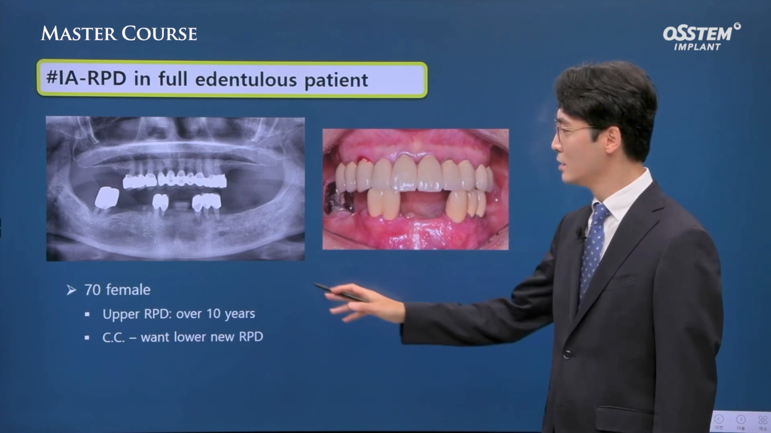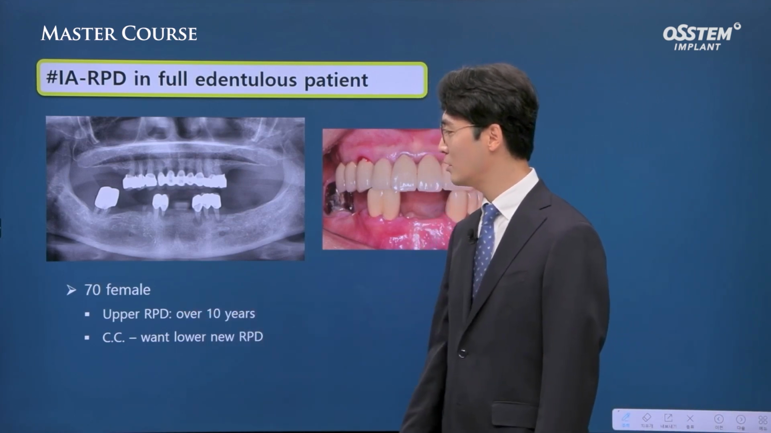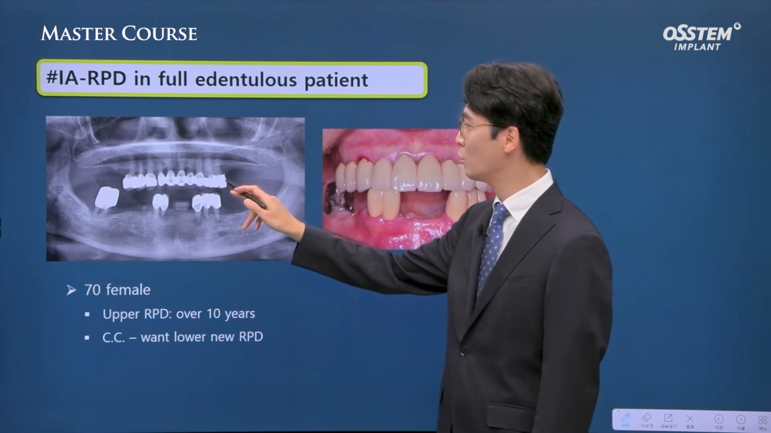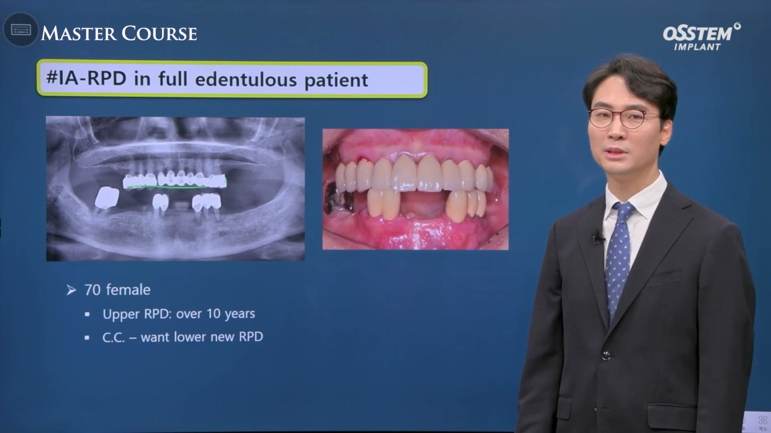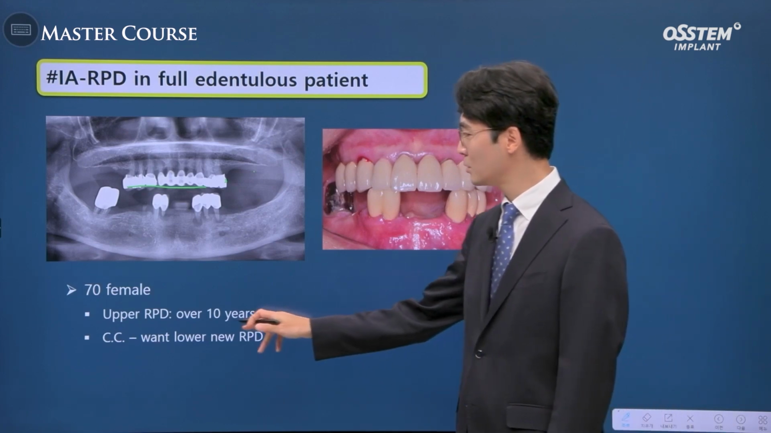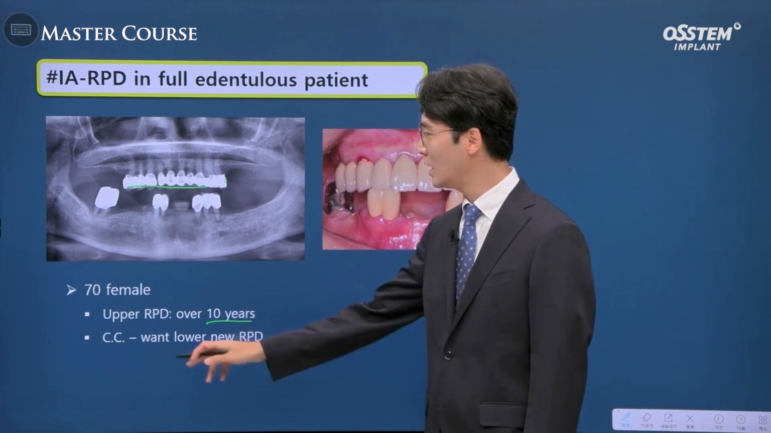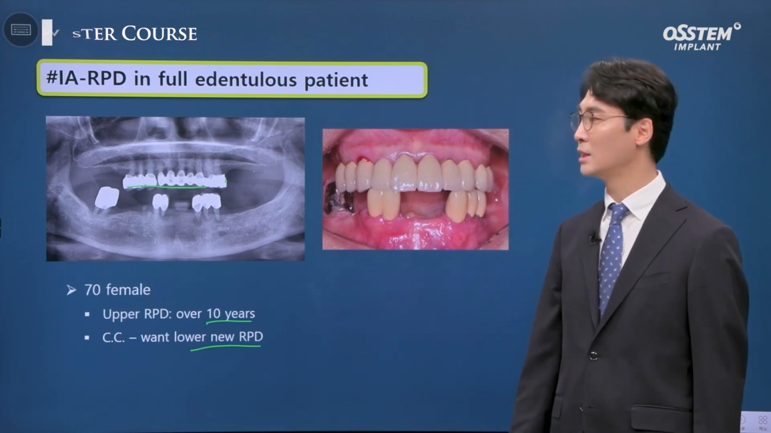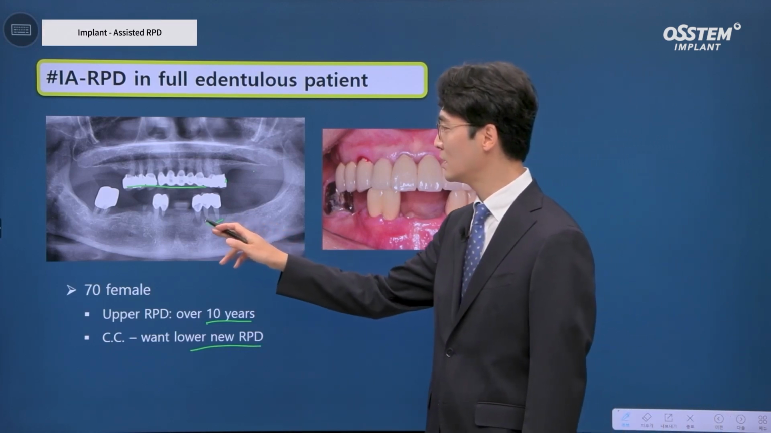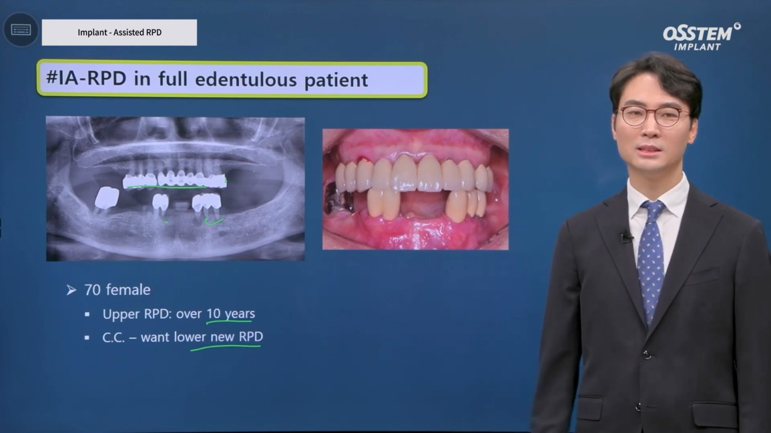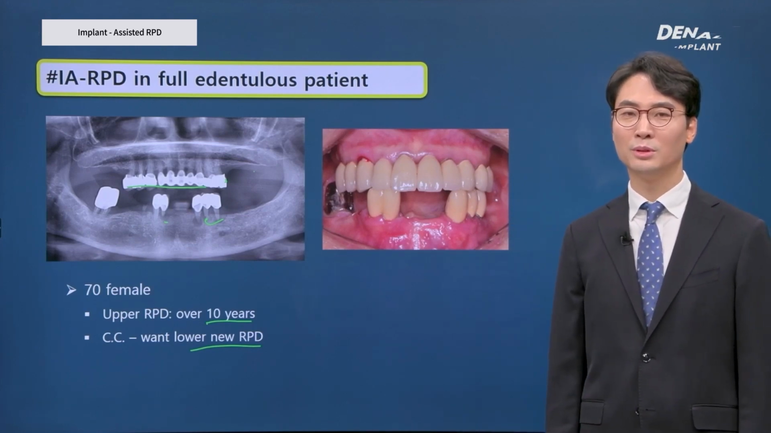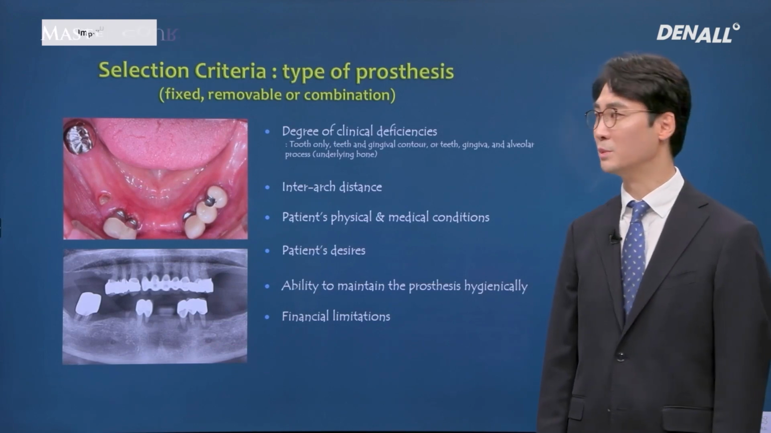This is a female patient in her 70s as shown. There's teeth from number 5 to 5, and in the posterior area, there's Kennedy class 1 RPD. The patient has been using it for about a decade, and in the lower, partial denture was recently fabricated, but you can see that it was not very favorable and there was a severe mobility, so the patient wanted a new denture in the lower. That was the chief complaint.